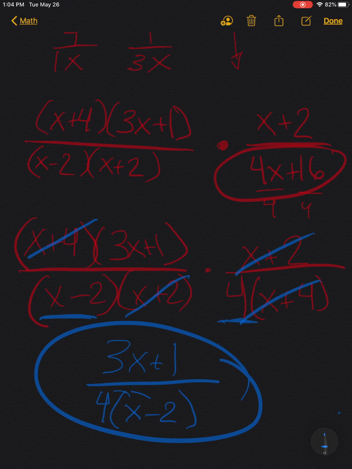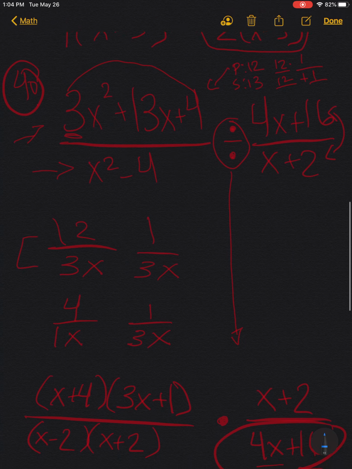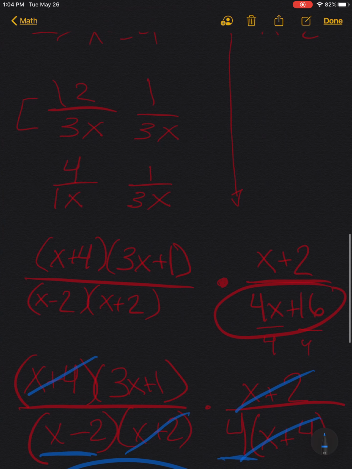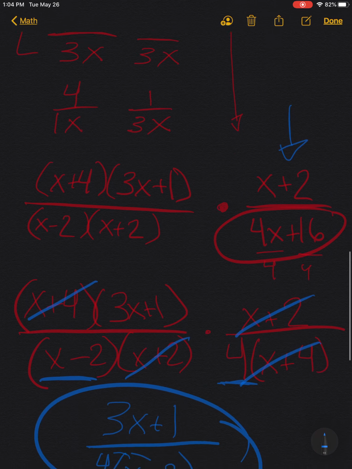Okay, so to make a long story short, dividing and multiplying are the same, except when you divide, you have to do the extra step, which is change it to multiplication. And again, always flip the fraction that follows division.